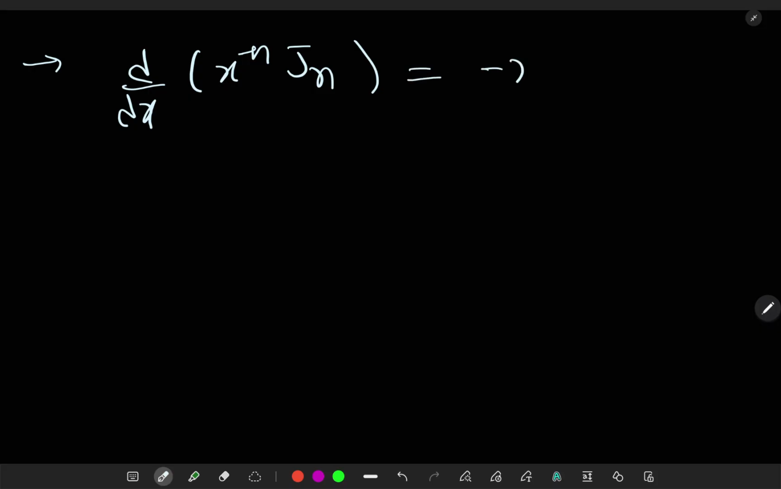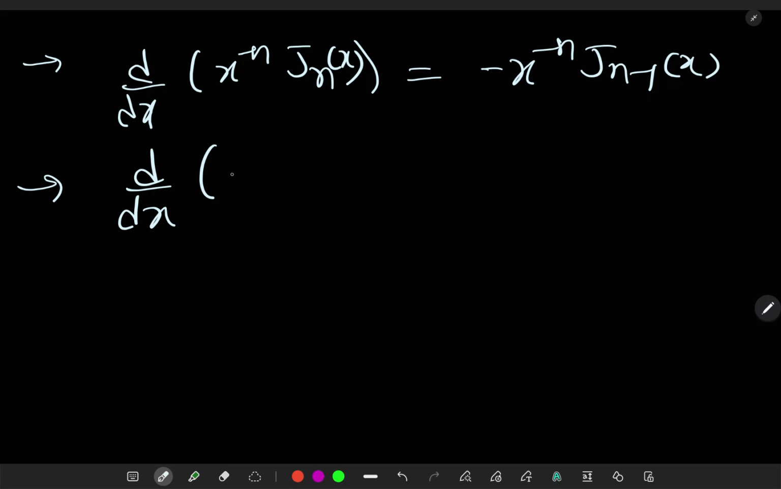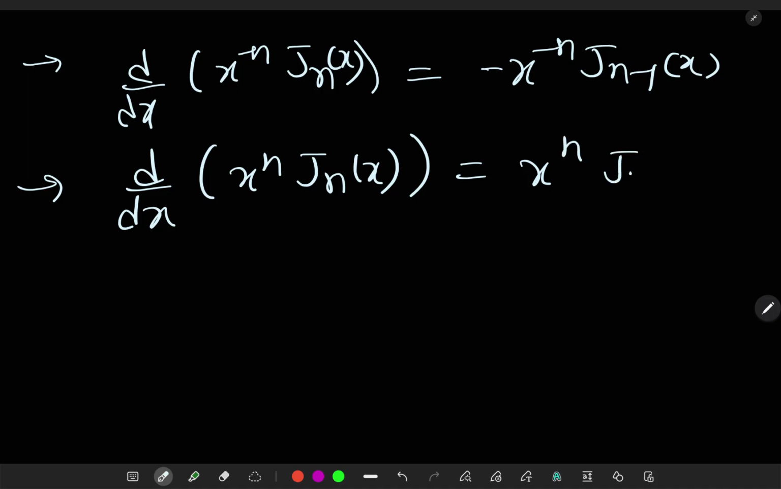Now this is an important relation. If we differentiate x raised to power minus n Jn, we get minus x raised to power minus n J(n plus 1)(x). And if we differentiate x raised to power plus n Jn(x), we get x raised to power n J(n minus 1)(x).